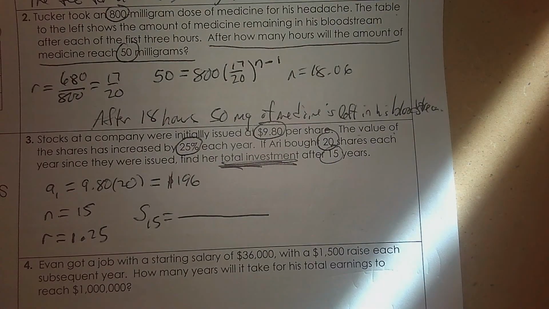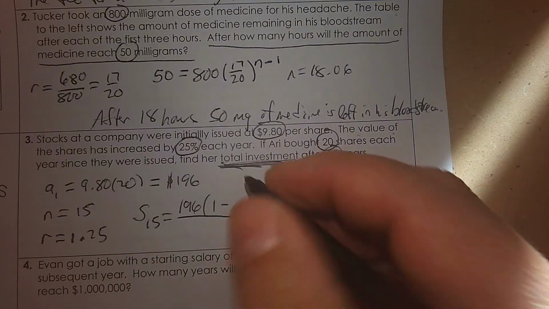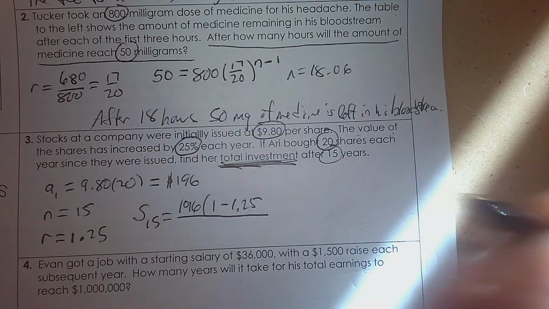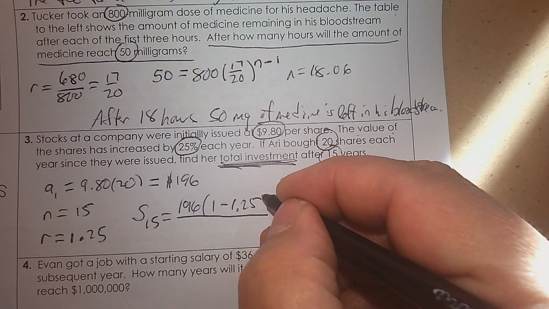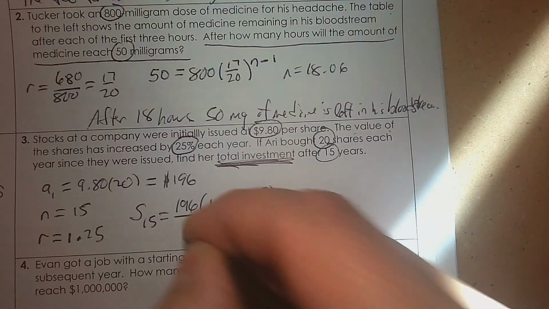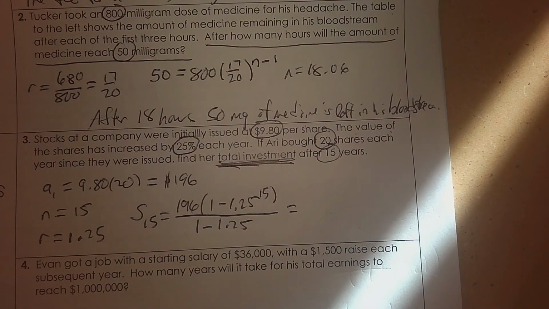It's geometric. A1 is 196. 1 subtract. The common ratio is 1.25 to the exponent 15. And then the denominator is 1 subtract 1.25. Use your calculator.